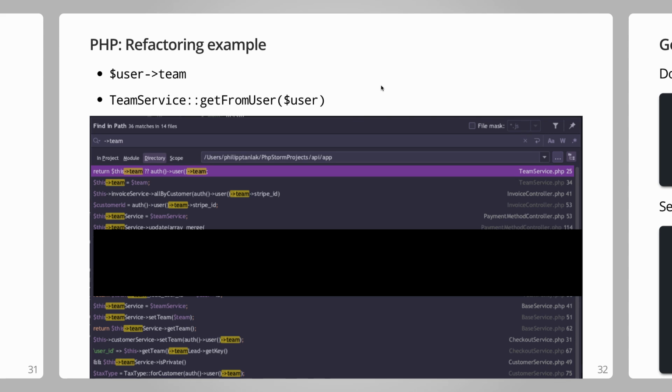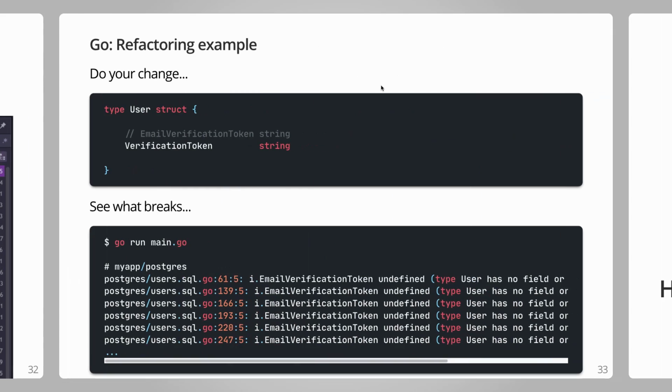So how would you do a refactor in Go instead? Well, first you just do your change, then run the program and see what breaks. There you have a clear list of what you need to update. And when you're done, you can try to run your program again, and if there is no error, you can safely say you've found all usages.